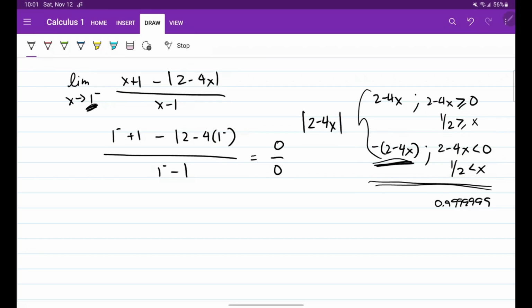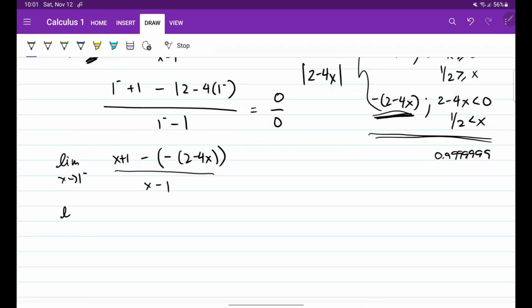So we can now rewrite yung ating whole na polynomial function. So this will become x plus 1 minus negative (2 minus 4x). Okay, so wag natin kakalimutan yung negative dito. All over x minus 1. So now, let's try to simplify. So limit as x approaches 1 minus, this would become negative 3x plus 3 all over x minus 1.